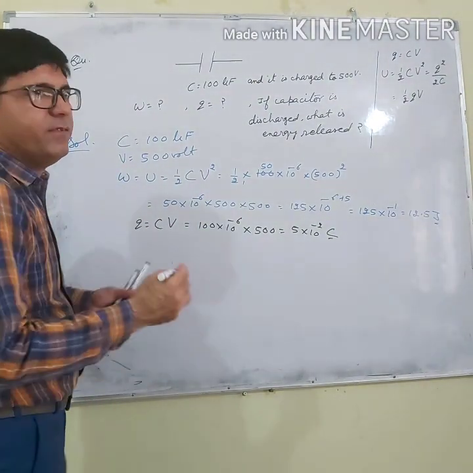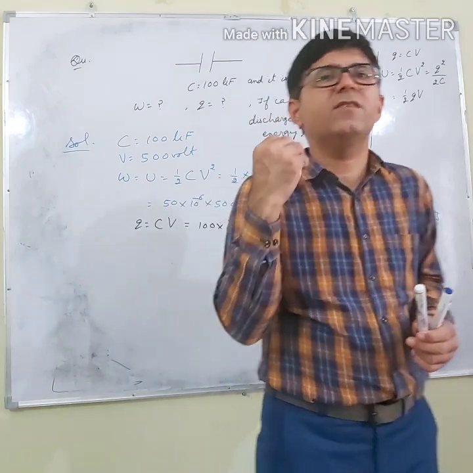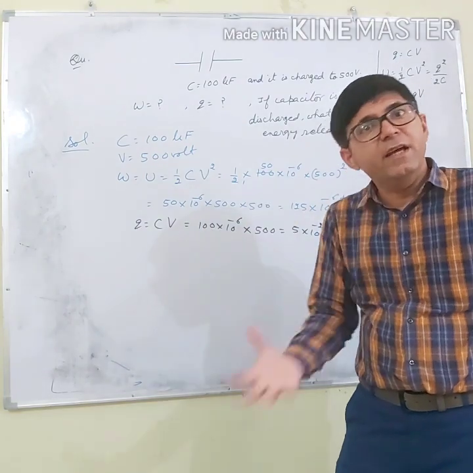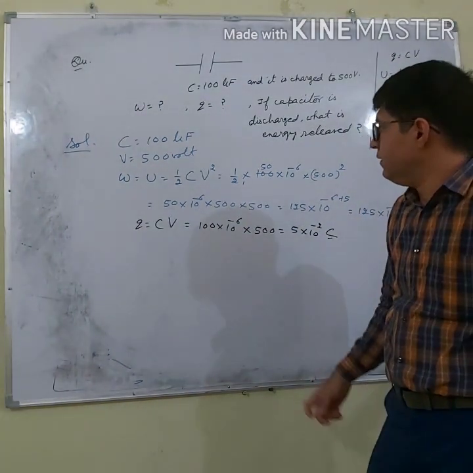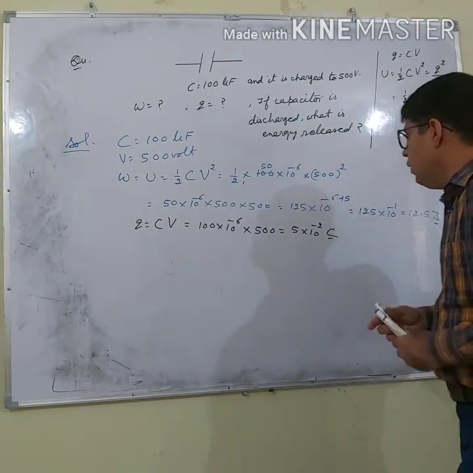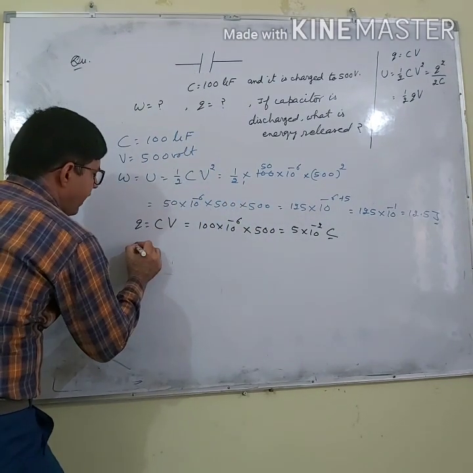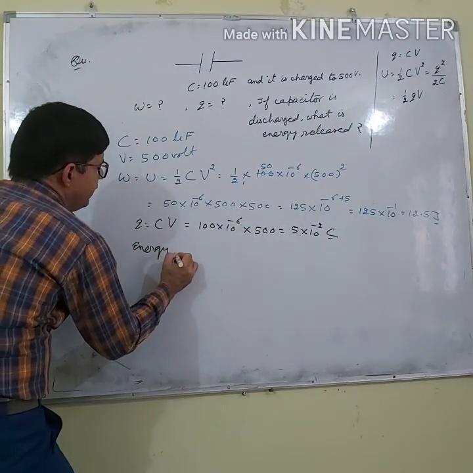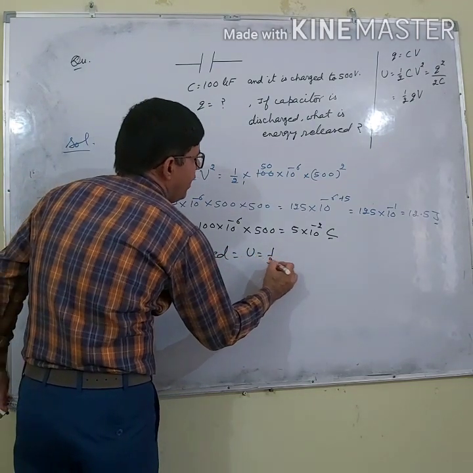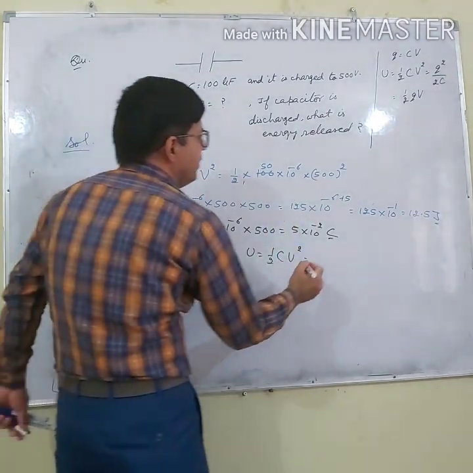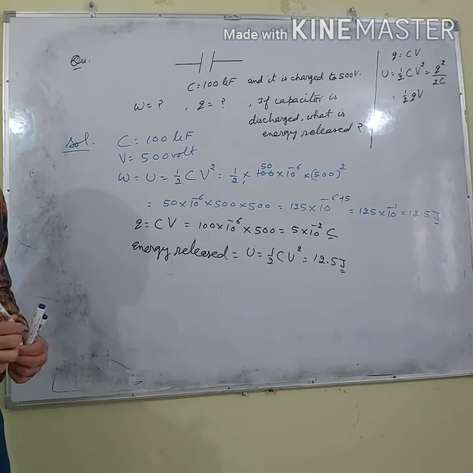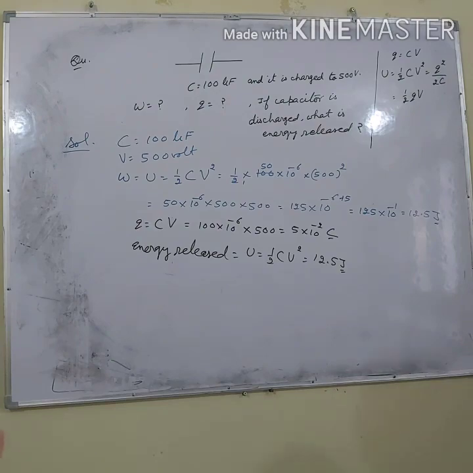And third is, if the capacitor is discharged. Look, when a capacitor is discharged, the same amount of energy is released that the capacitor has stored. And how much energy is stored in the capacitor? It is equal to the work done in charging the capacitor. So what is the energy released? It equals the potential energy, half CV square. If you solve this, I will get 12.5 joule. So in this way you can do the numerical.